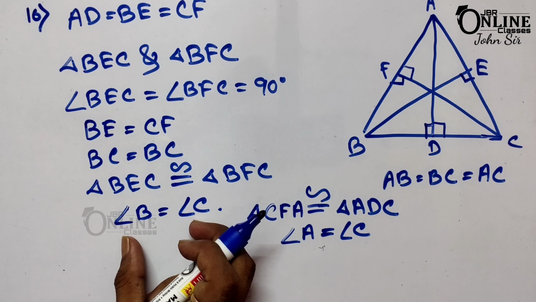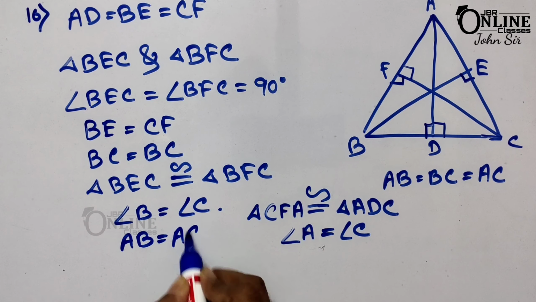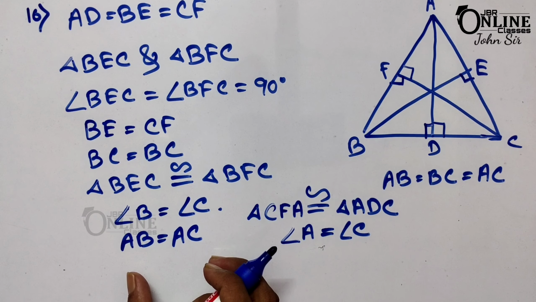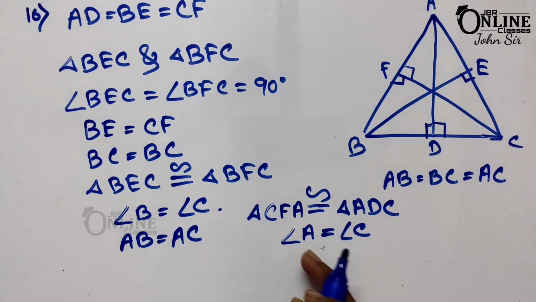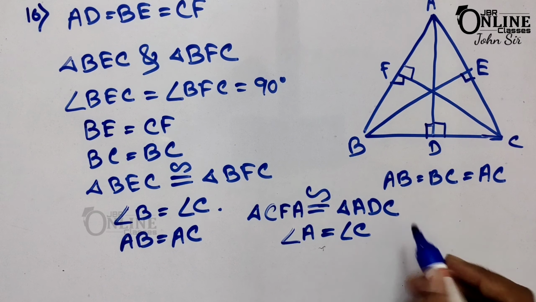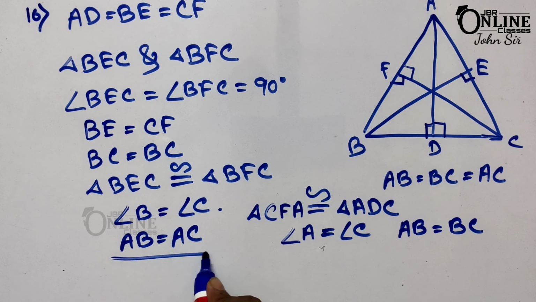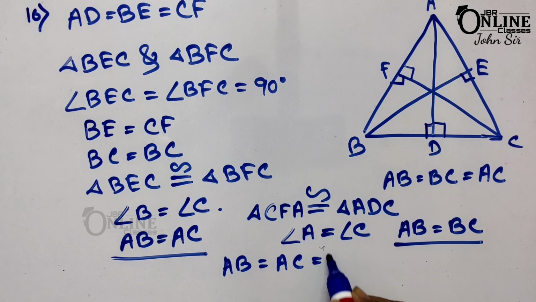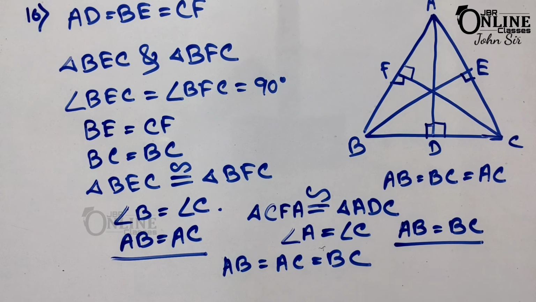So as here angle B equal to angle C, that means definitely AB equal to AC, because the sides opposite to equal angles. AB and AC are the sides opposite to the equal angles, and as here angle A equal to angle C, that means here also AB equal to BC. So here AB equal to AC, here AB equal to BC, that means definitely AB equal to AC equal to BC. So ABC is an equilateral triangle.